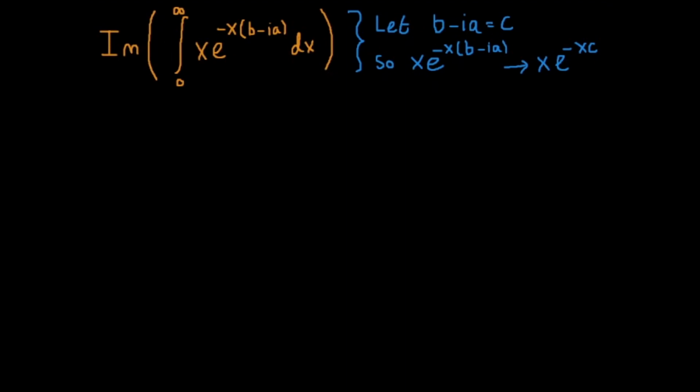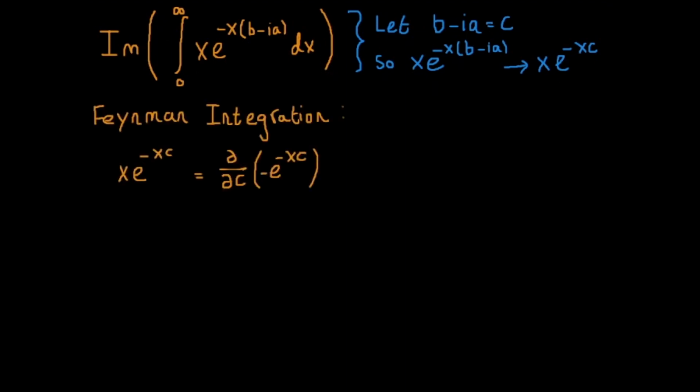Here we can use Feynman's integration technique, which involves noticing when an expression can be written as the derivative of another, which is like the opposite of what you typically think about when we're integrating something. In this case, we can rewrite this as the partial derivative with respect to c of minus e to the power of minus xc. We're treating it as if it were a variable rather than a constant.